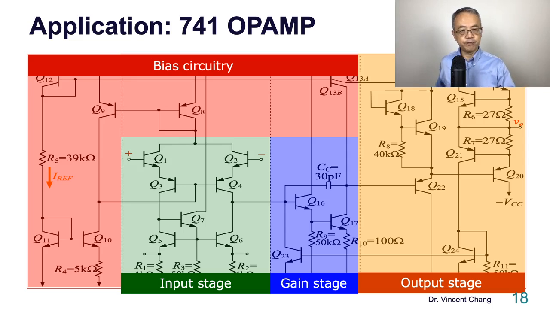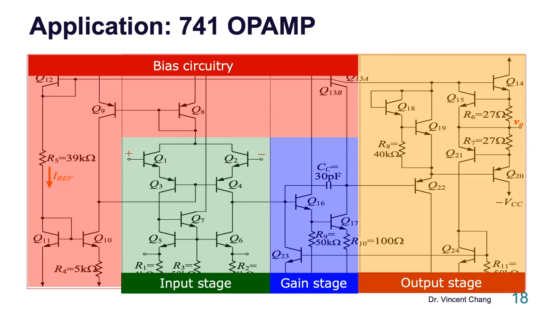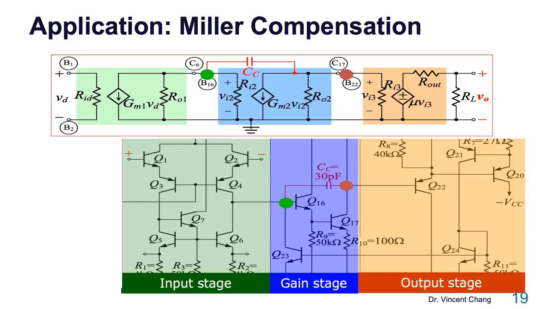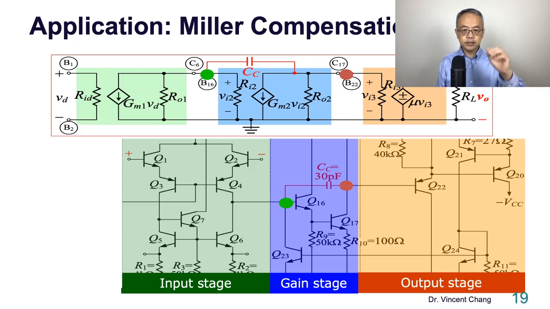Let me show you one very classical example to apply Miller theorem. This is called the 741 bipolar operational amplifier. It's very complicated. If you look at the blue part, there's a feedback component. The circuit on the top is the equivalent circuit of the complicated original bipolar operational amplifier. The green corresponds to the green point, and the red corresponds to the red point. Now I'm asking you to pause for 1 minute to apply Miller's theorem and find out the input capacitance of the gain stage and also the output capacitance of the gain stage. Let's pause for 1 minute.